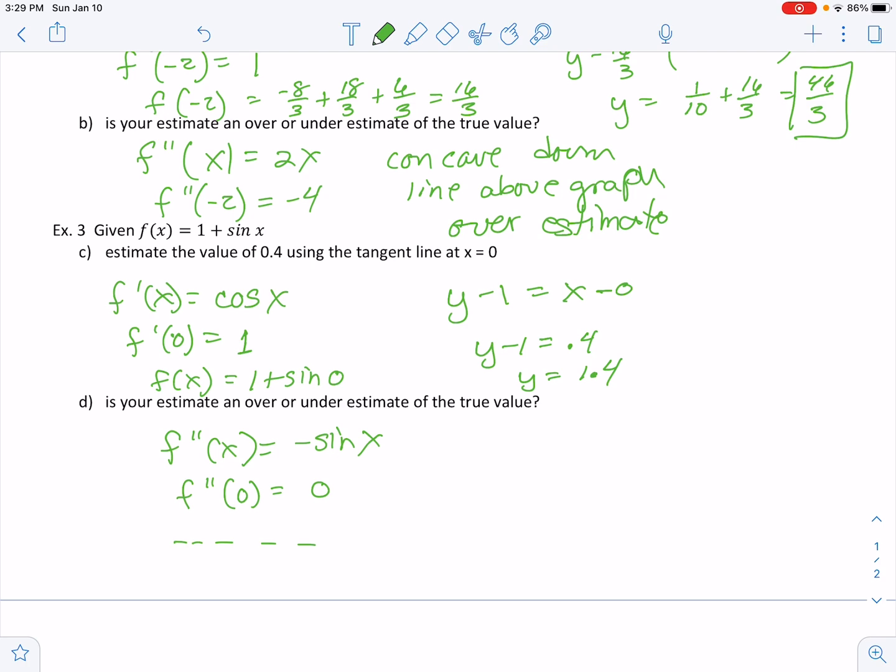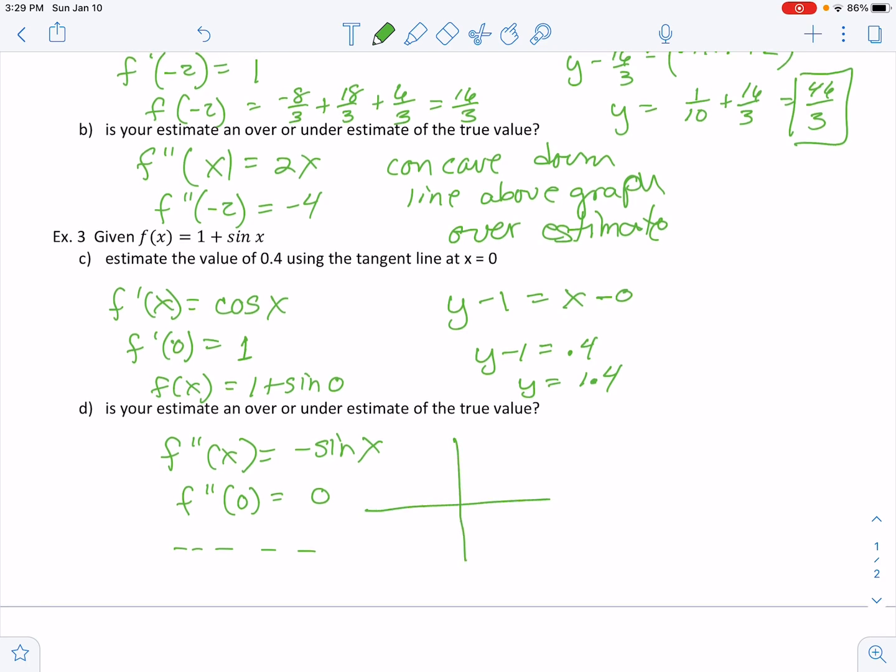I'm thinking it's concave down, right? Your graph of the sine function, it looks like this. You just shifted it up 1. There you go. So it's an overestimate. Ooh. Guess you have to use your brain on that one.